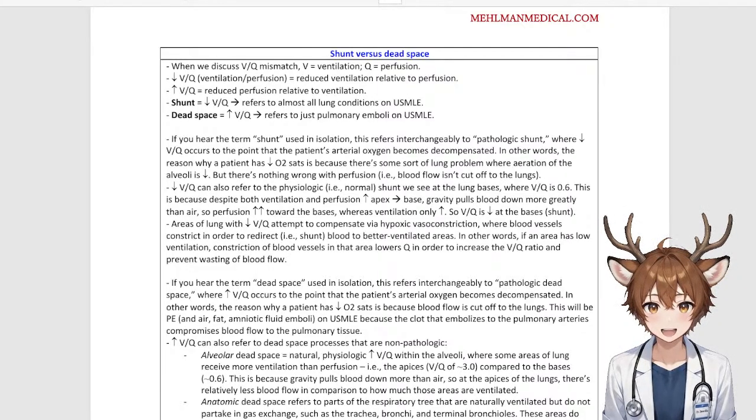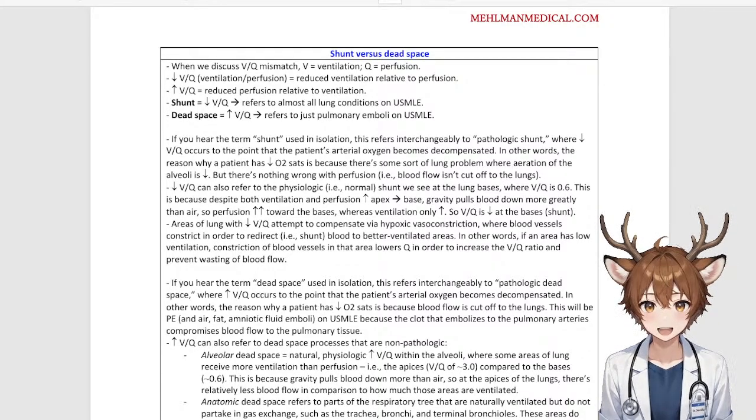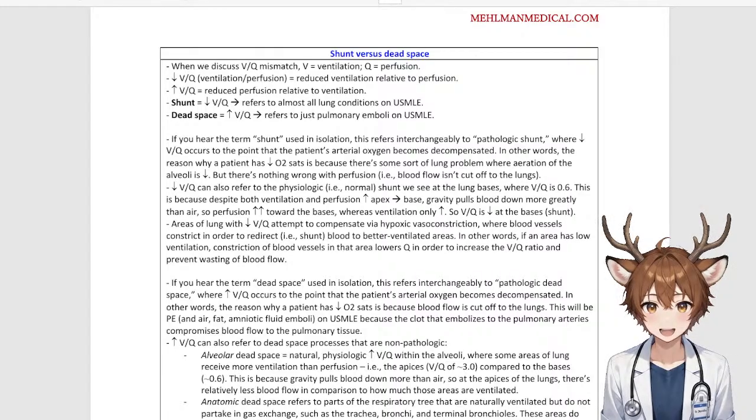So yeah, that's an important mechanism. The body says we want to make sure that we have our blood distributed to the areas that have the most oxygen, and vice versa. If it's not getting much oxygen, we need to divert the blood somewhere else.